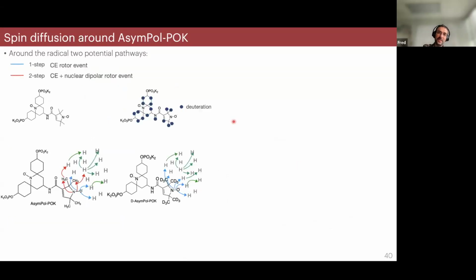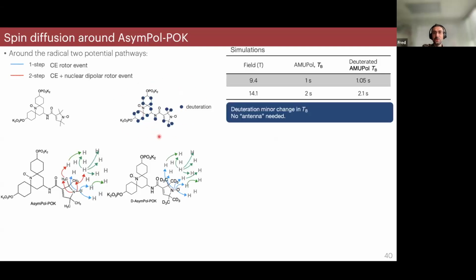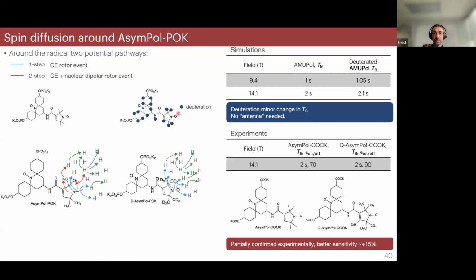And you can start to do in silico deuteration. And if you do in silico deuteration, you realize that this has almost no impact. While AMUPol would be affected, AsymPol is not. And when you do the experiment, oh, it's a typo. This should be AsymPol here and here.